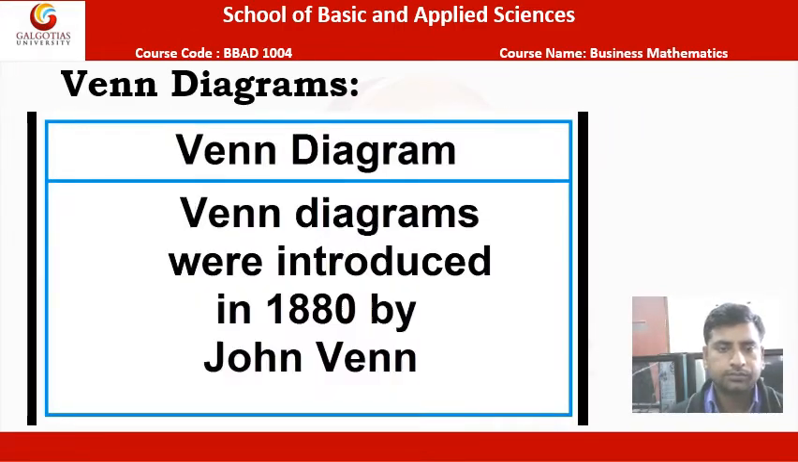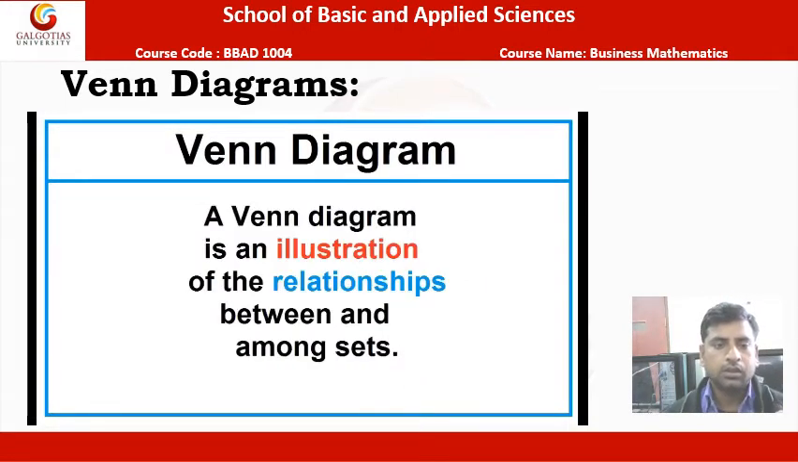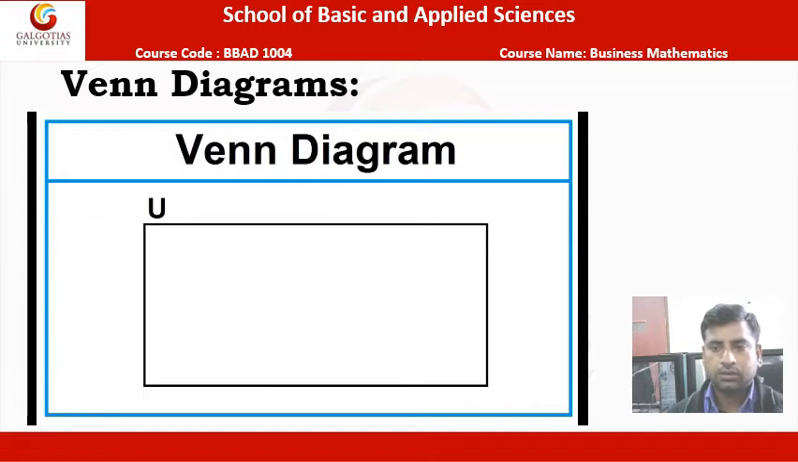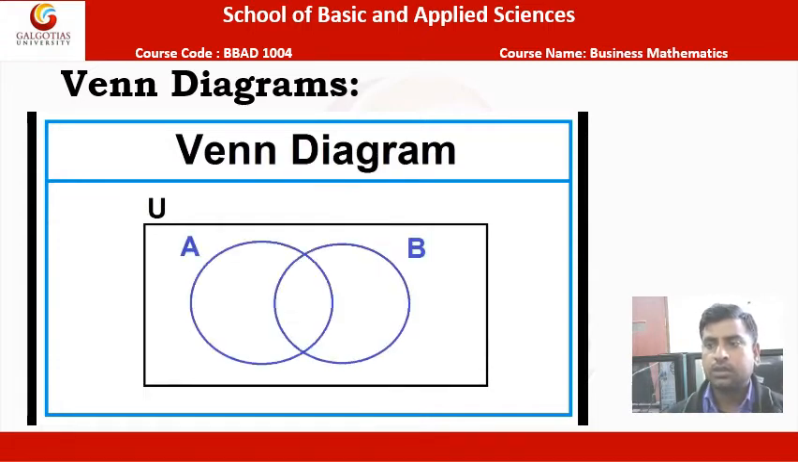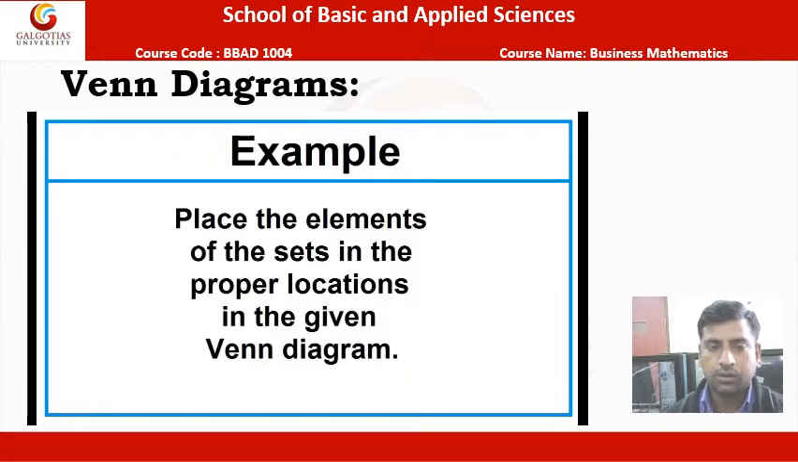Venn diagram. Venn diagrams were introduced in 1880 by John Venn. A Venn diagram is an illustration of the relationship between and among sets. A rectangle represents a universal set and a circle or circles represent a set or subsets.